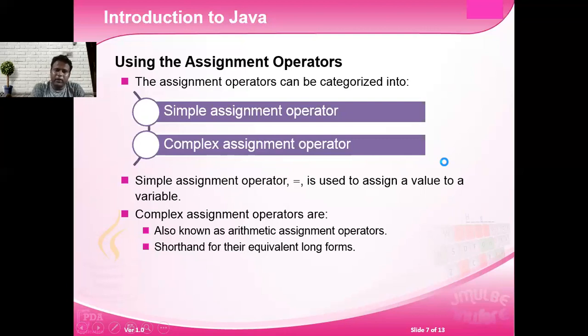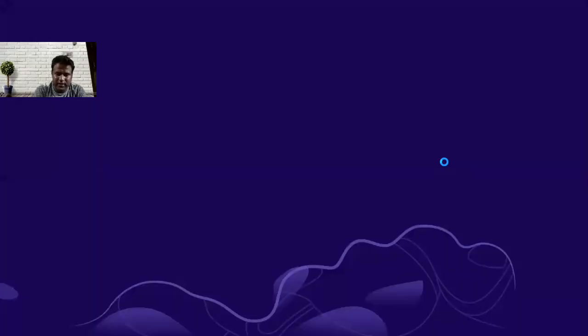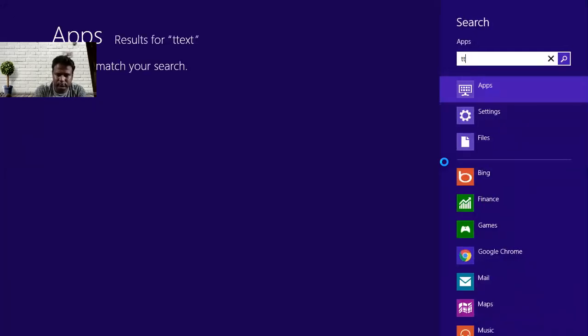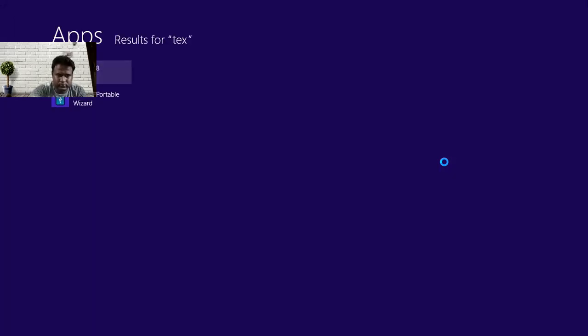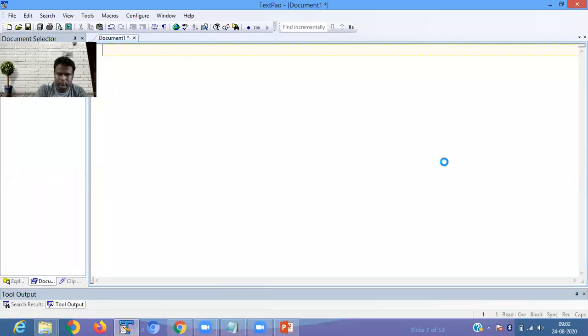The assignment operator can be categorized, and there is also the complex assignment operator, used for assigning to a variable. Complex assignment operators are also known as arithmetic assignment operators, or shorthand for their equivalent long form. So x plus equals 5.